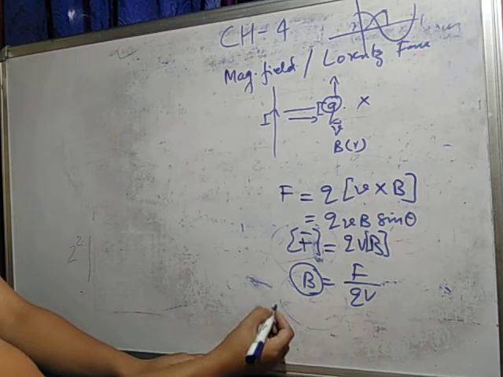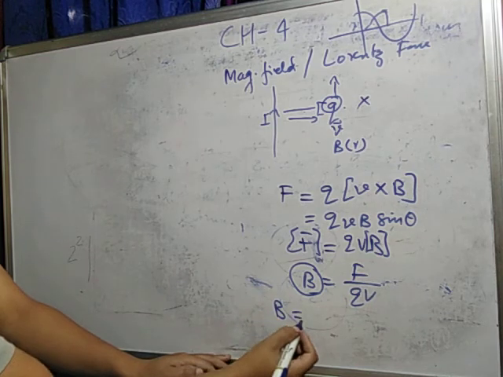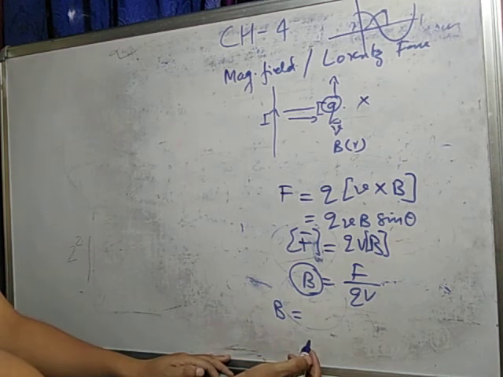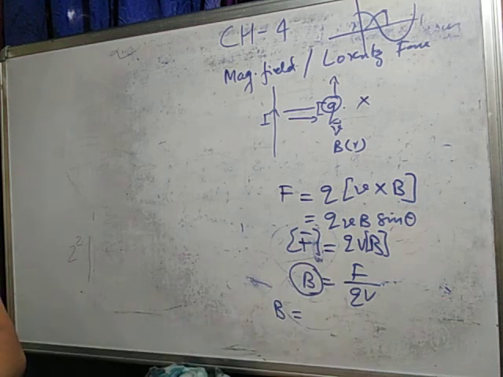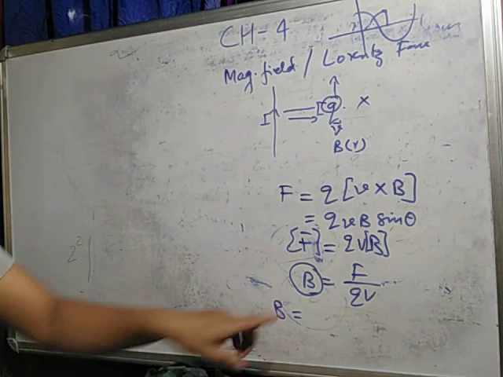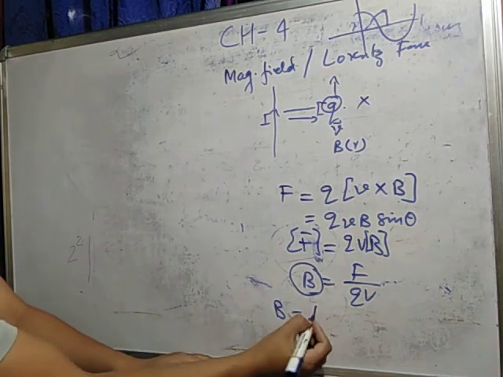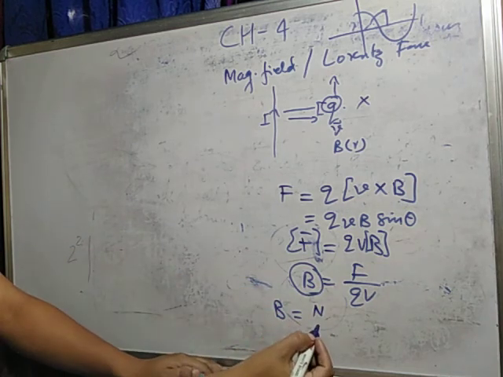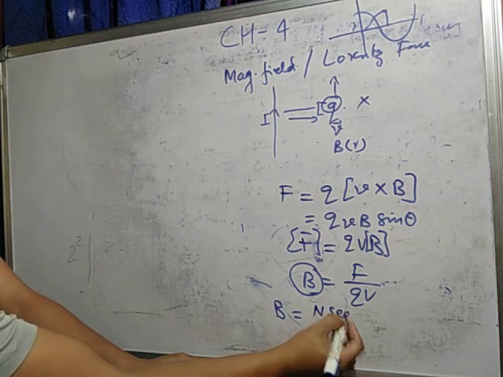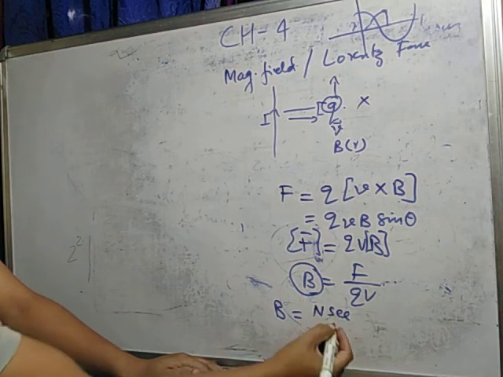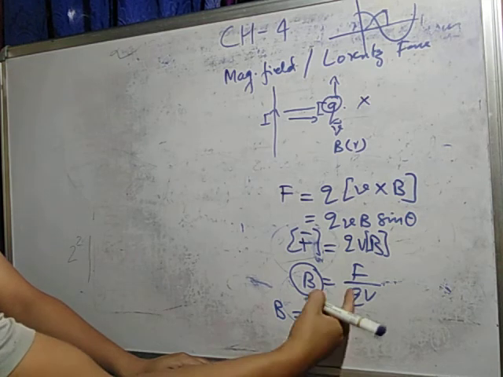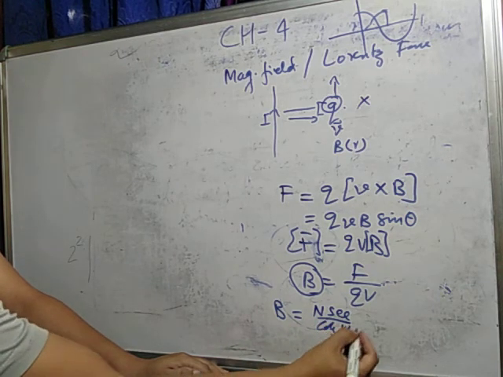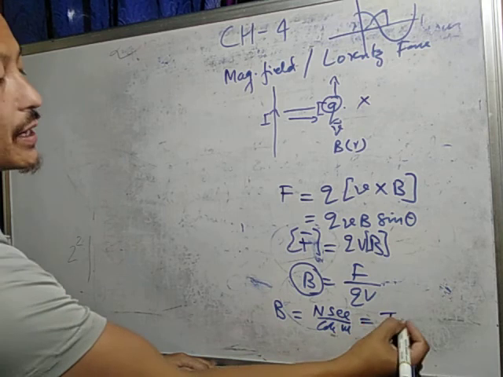So magnetic field is denoted by B and the unit of this is Tesla. Force is in Newton, divided by charge in coulomb and velocity in meter per second. So this is also called Tesla.